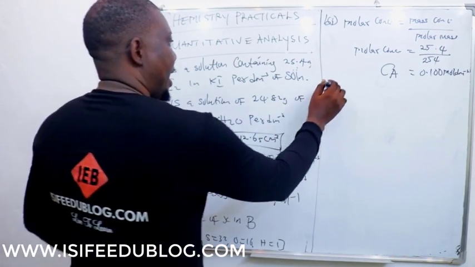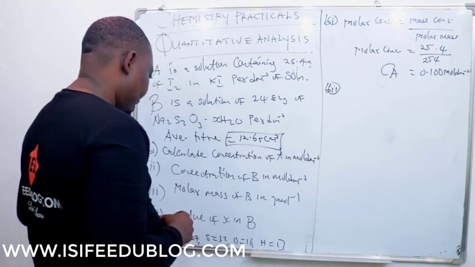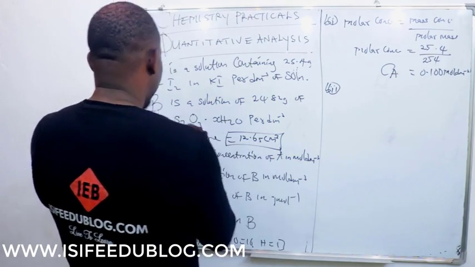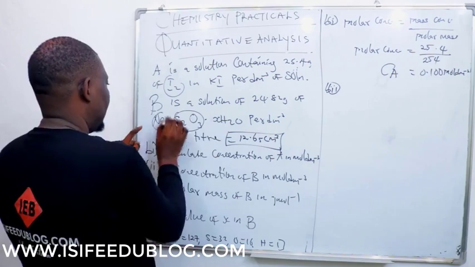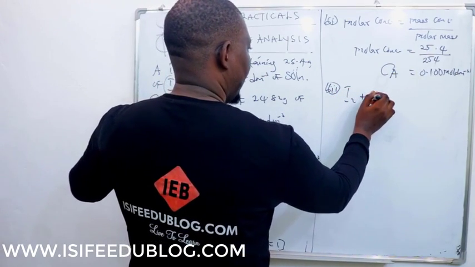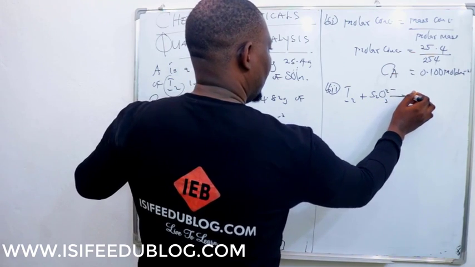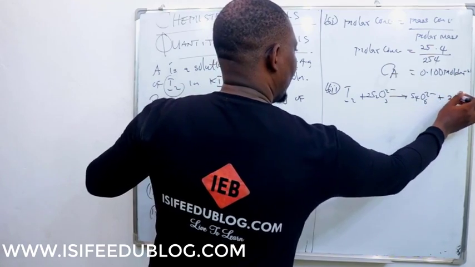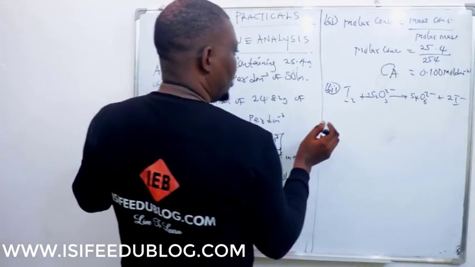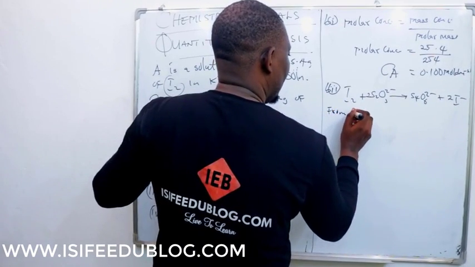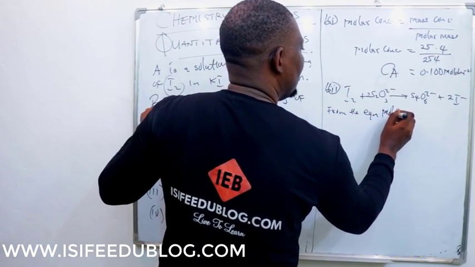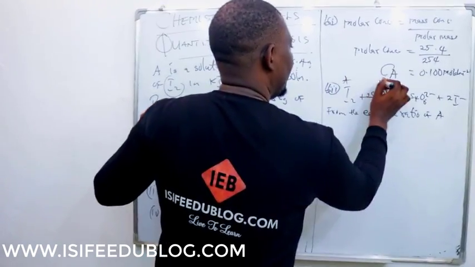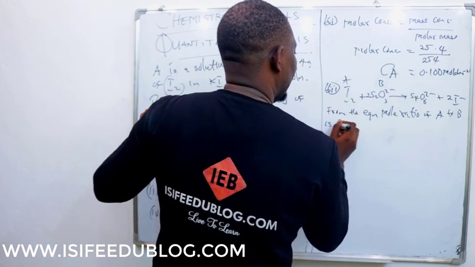Then for BII, how do we calculate concentration of B? This time I'm going to state the equation for the reaction, but I'm going to use ionic. So ionically it will be between this and this. This is the spectator. So that will be I2 plus S2O3 2 minus, what goes there is S4O6 2 minus. So here will be balance plus 2I minus. So from the equation, the mole ratio of A to B is 1:2.